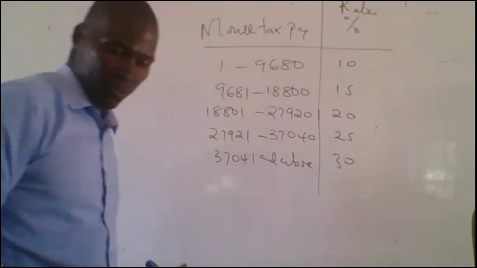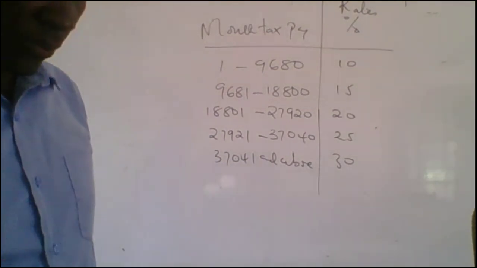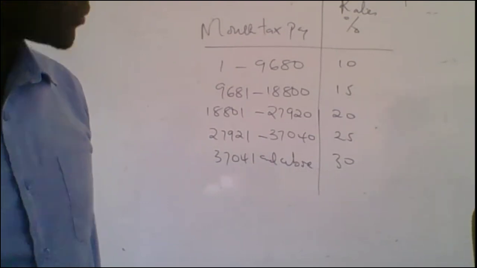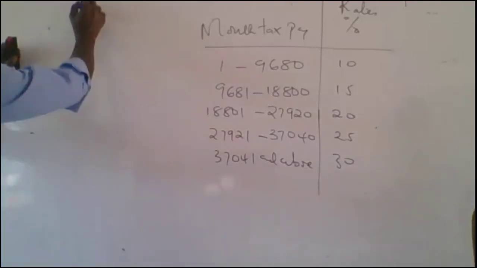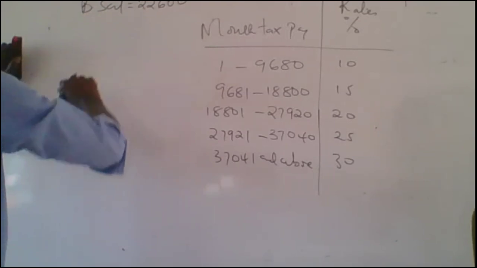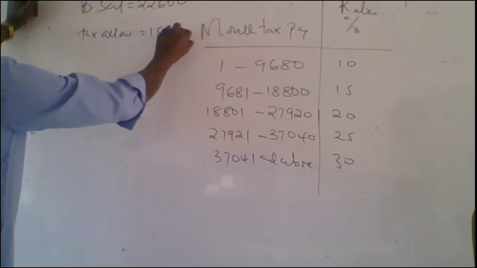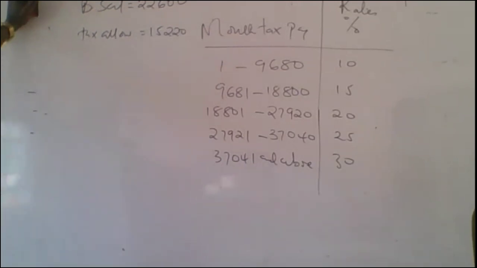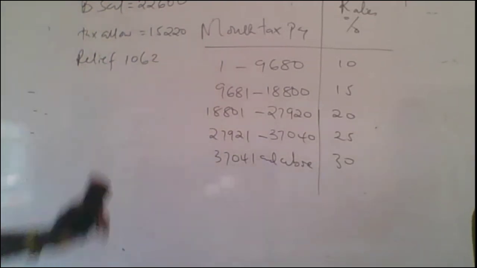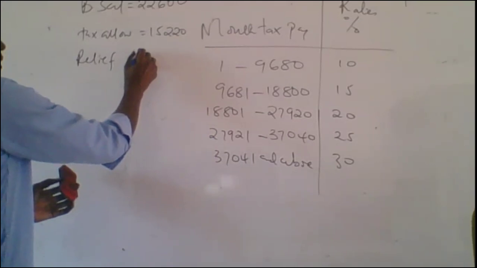I've been having a problem solving that. It has been disturbing me a lot. The question says that Mary was paid a basic salary of 22,600. Then the total monthly taxable allowance amounted to Kenya shillings 15,220. And she was entitled to a monthly relief of 1,062 or 162? It is 162. So go on.